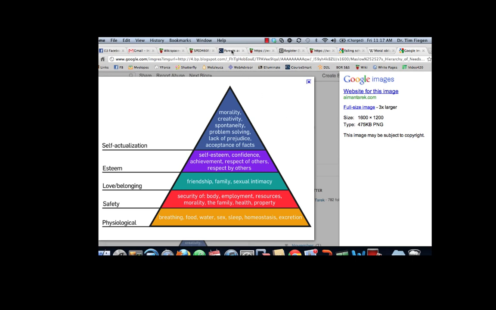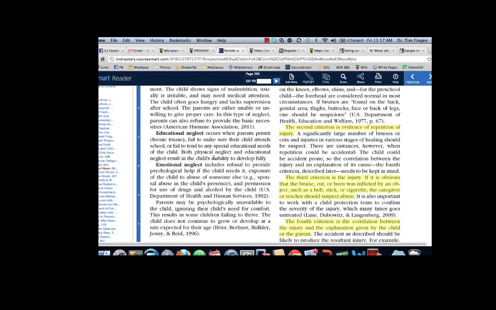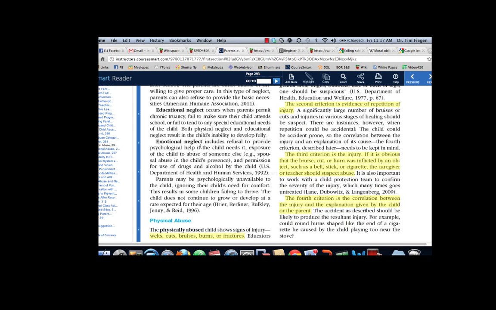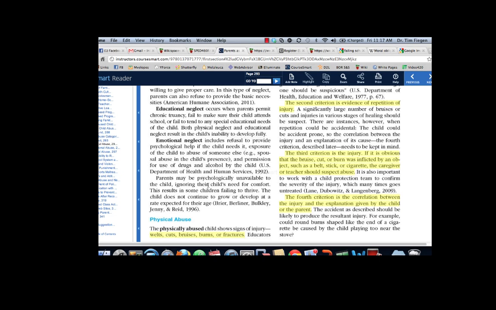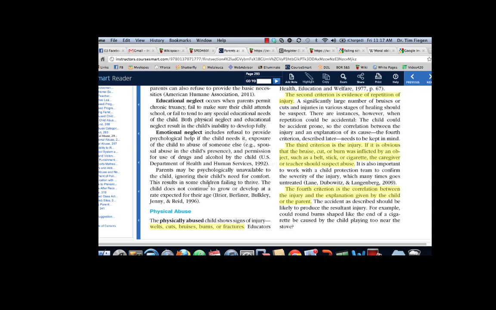Especially when they get to middle school, and it talks here that some other things can be in play. Then emotional neglect includes refusal to provide psychological help the child needs, exposure of the child to abuse of someone else, permission for drugs, and they can be psychologically unavailable to the child, ignoring the child's need for comfort. And again, I'm saying it depends where they're functioning.